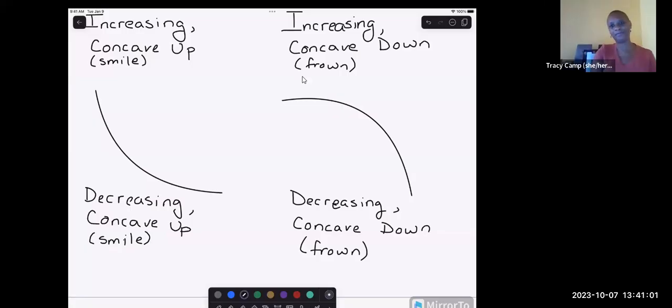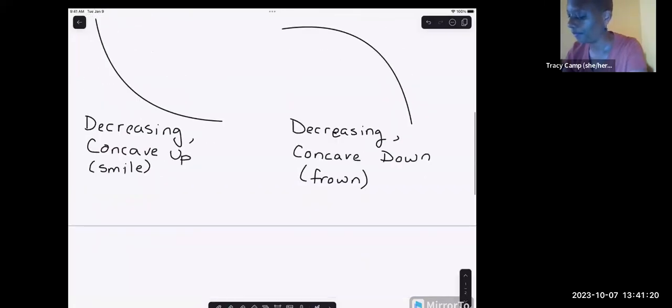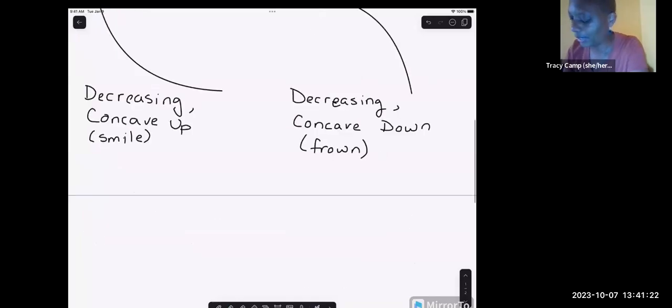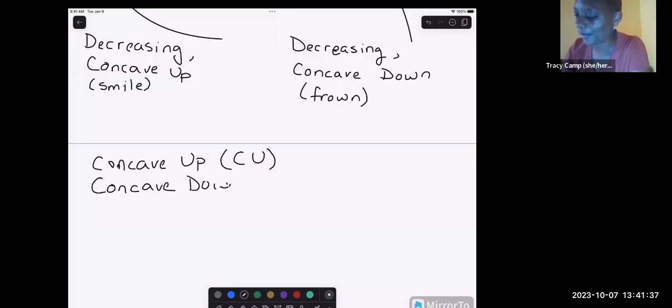So by the way, I should say, from now on, when I talk about a curve being concave up, I'm just going to use CU. And for concave down, I'll use CD to avoid writing so much.